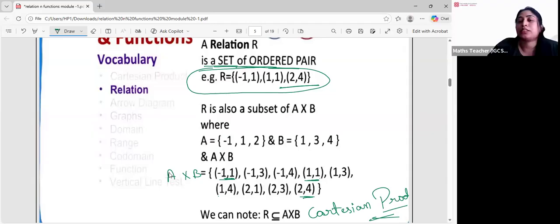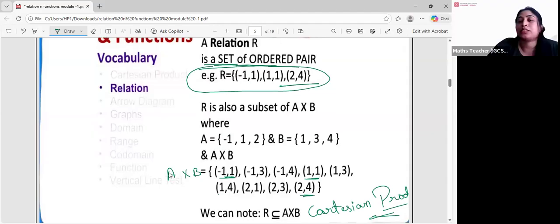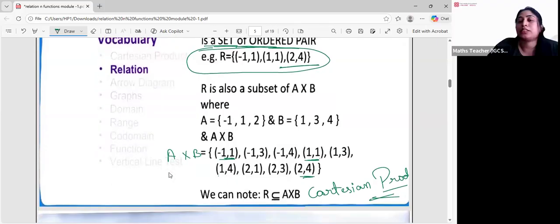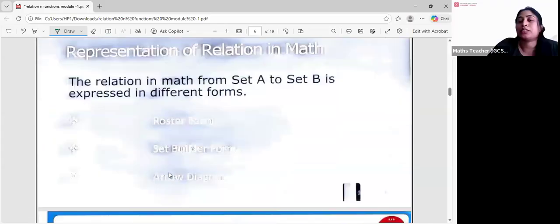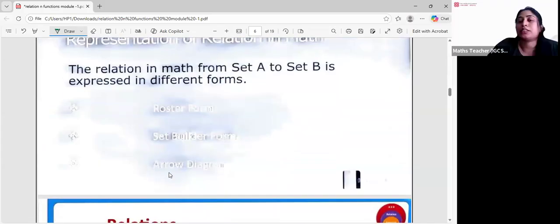Is that clear? Relations are denoted by arrows relating the elements, correct? So that is the arrow figure representation of a relation. A relation from set A to set B can be expressed in different ways: in roster form, in set builder form, by an arrow diagram, and again by a graph also.